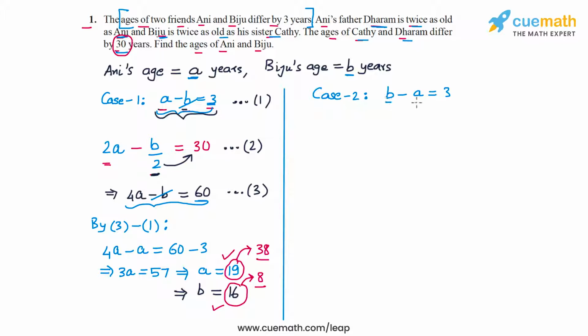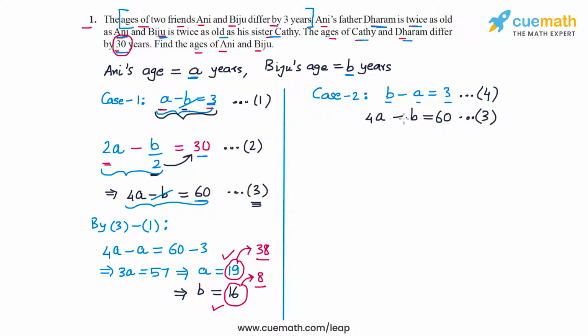So in case 2 B minus A is equal to 3, but the second equation still remains the same because we are still told that the difference between Dharam and Kethi's age is 30. So let's call this equation 4, and then the second equation will still be this same equation 3. So let me write it here. 4A minus B is equal to 60. So this is equation 3. So this equation still remains the same for case 2 as well.